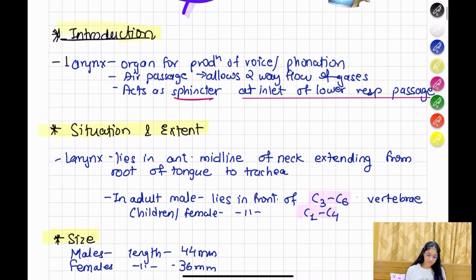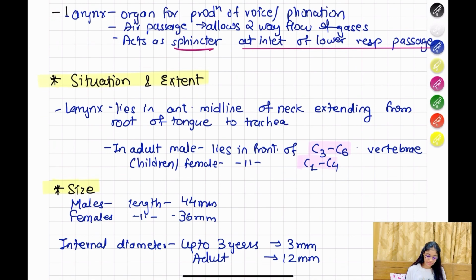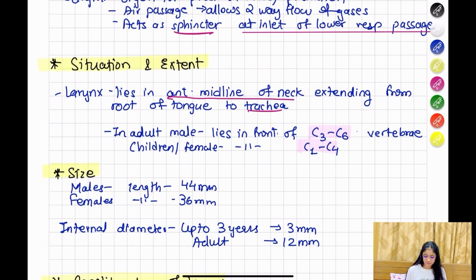Next, situation and extent. Larynx lies in the anterior midline of neck, extending from the root of tongue to trachea. In adult male, it lies in front of cervical vertebra 3 to 6, and in children and adult female, it lies a little bit above, that is in front of C1 to C4.